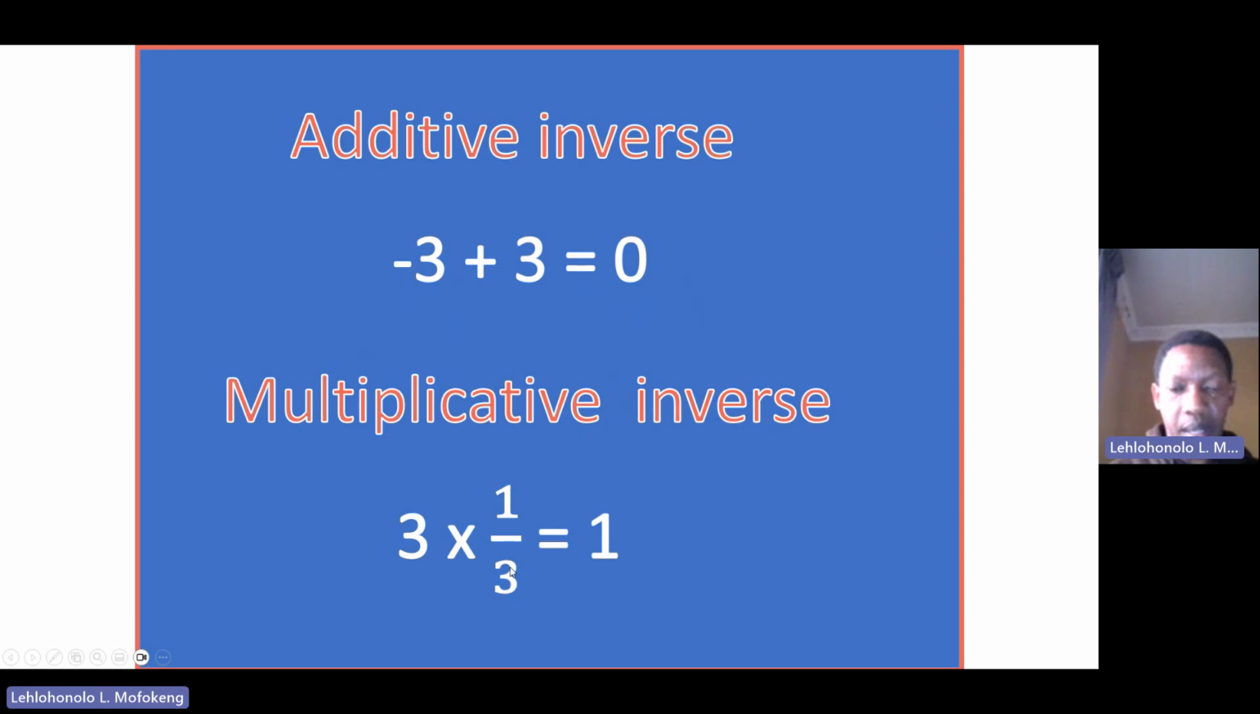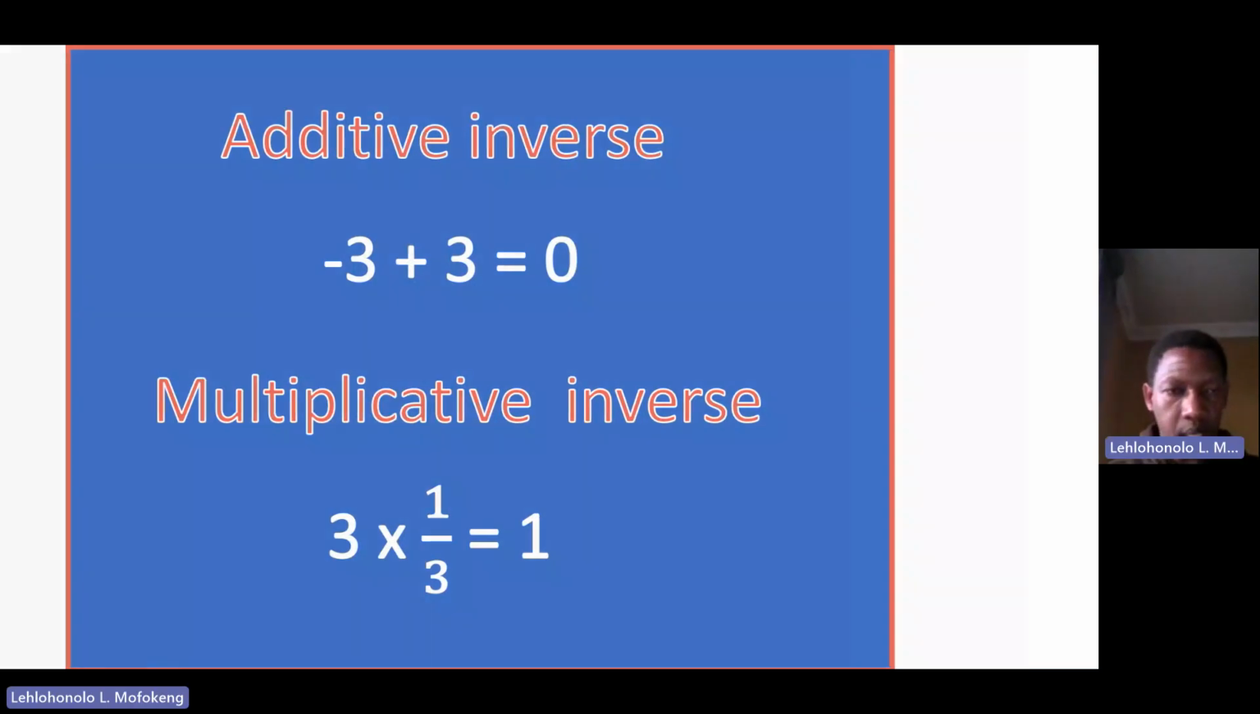So 3 out of 1 multiplied by 1 out of 3 will give us 1. So these two are very key when solving equations by inverse operations. Right. Now let's have a look at this one.